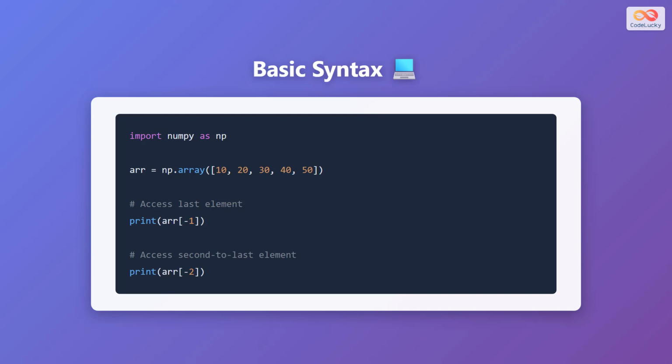Now let's look at the basic syntax. First, we import NumPy as np, then we create an array containing the values 10, 20, 30, 40, and 50. To access the last element, we use the index -1. To access the second to last element, we use the index -2. It's that simple.